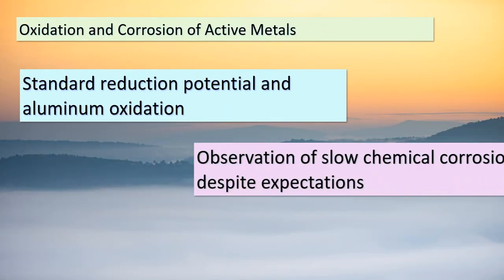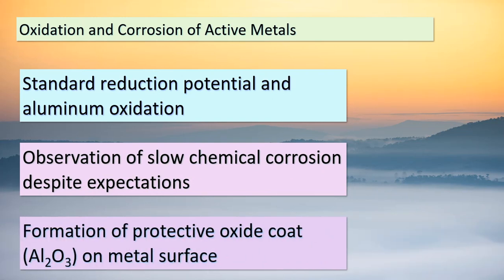Hello once again, dear students. Today's adventure takes us deeper into the realm of chemical reactions involving metals. Our focus shifts to the intriguing phenomenon of oxidation and corrosion, particularly in the context of active metals. Let's consider aluminum as an example. Based on its standard reduction potential, we might anticipate aluminum metal to readily undergo oxidation.